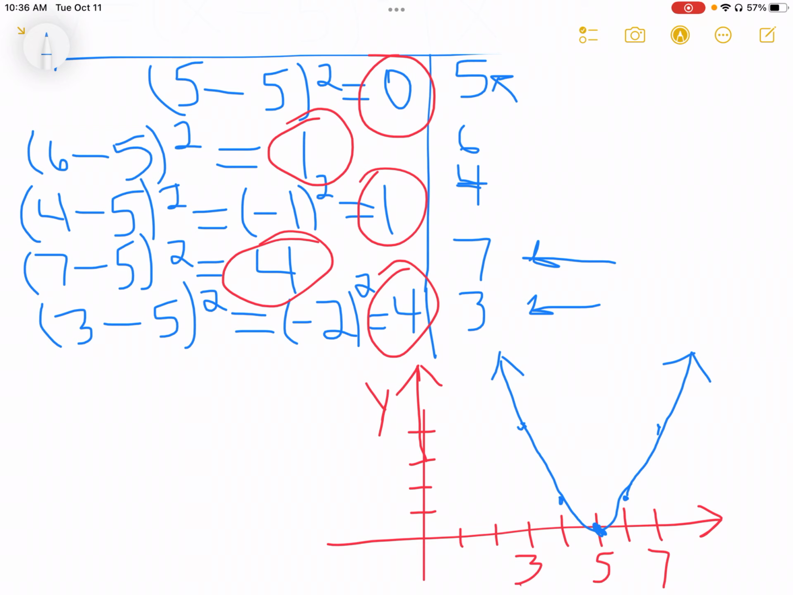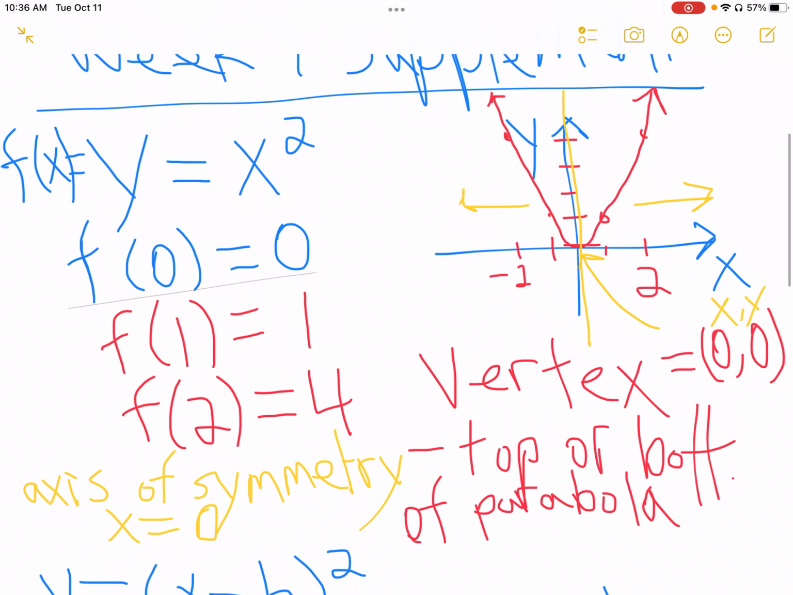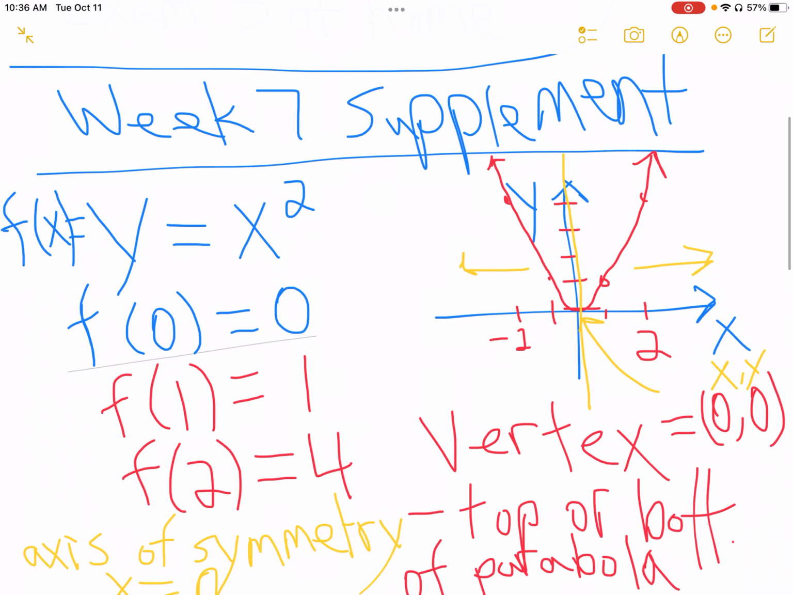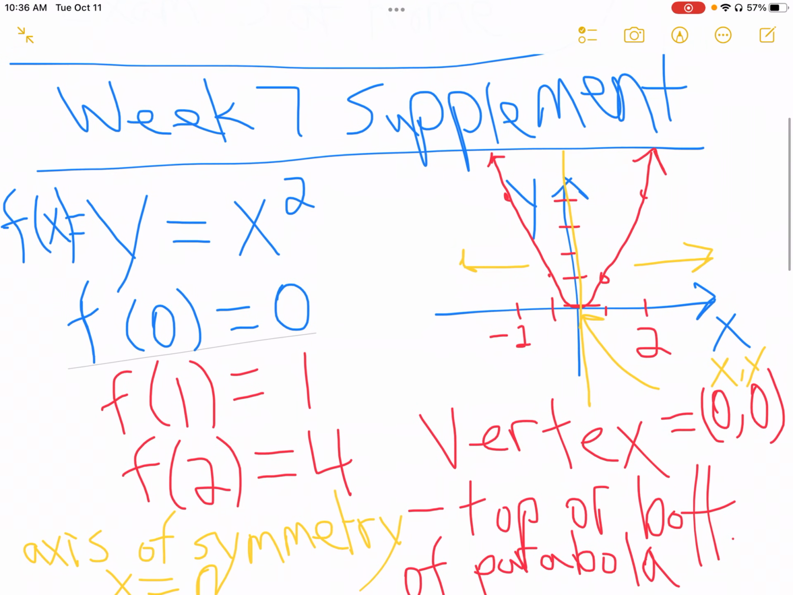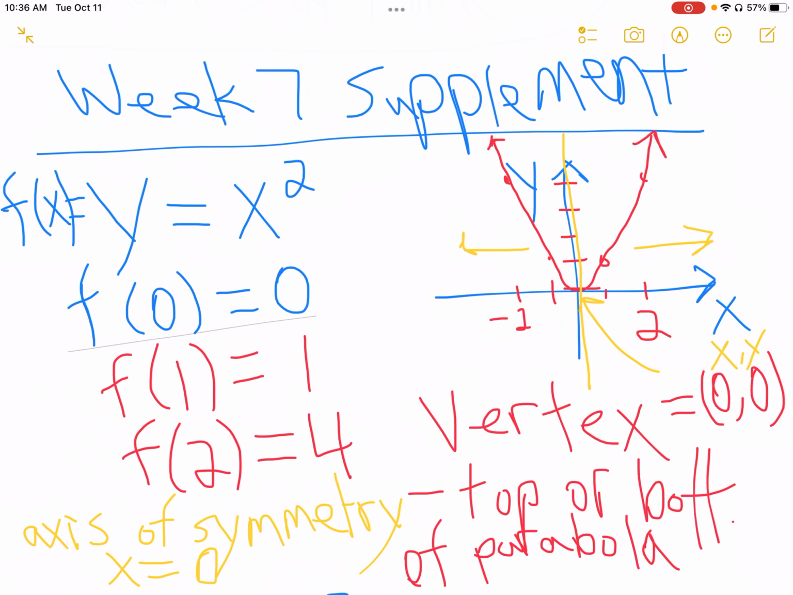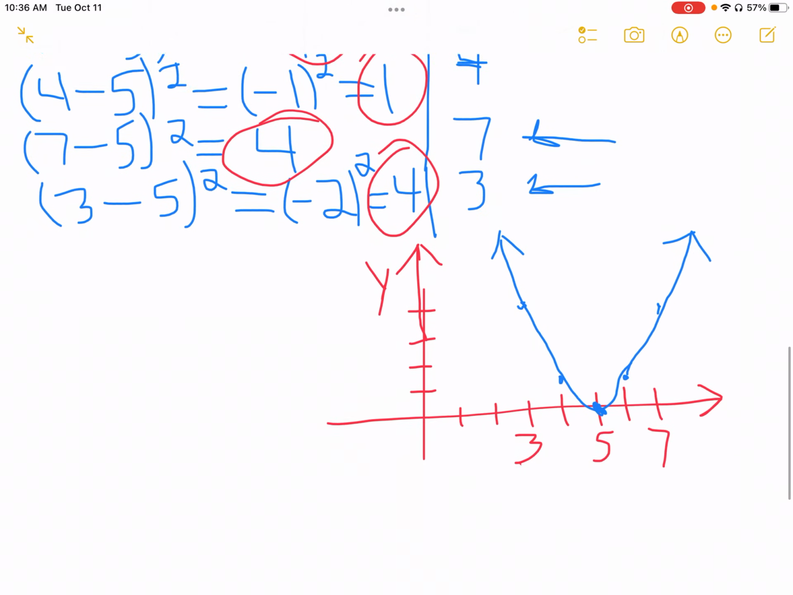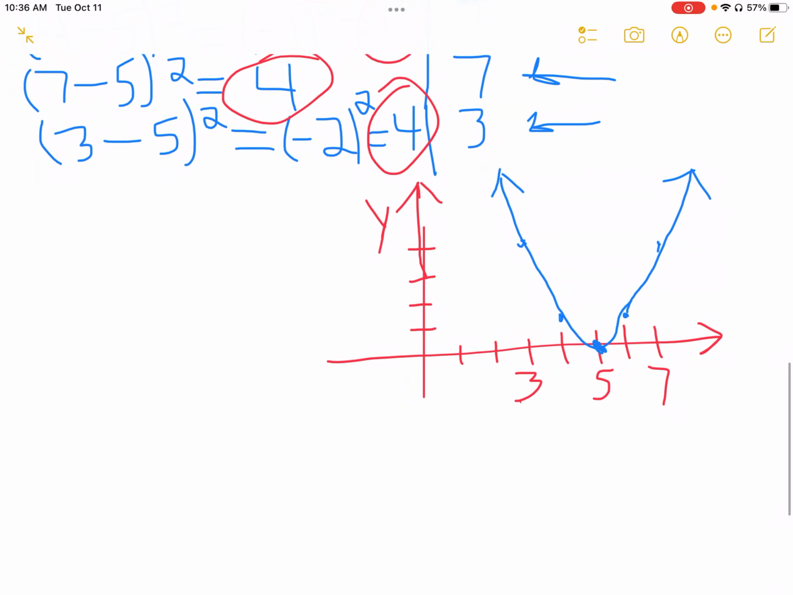Okay, so my graph looks like that. So now I have something that's a little bit different, right? So let's go back and look at our graph for x squared. For x squared, I didn't have any other numbers here, it's just x squared. So I started at 0, 0, so my vertex was at 0, 0. X 0, y 0.